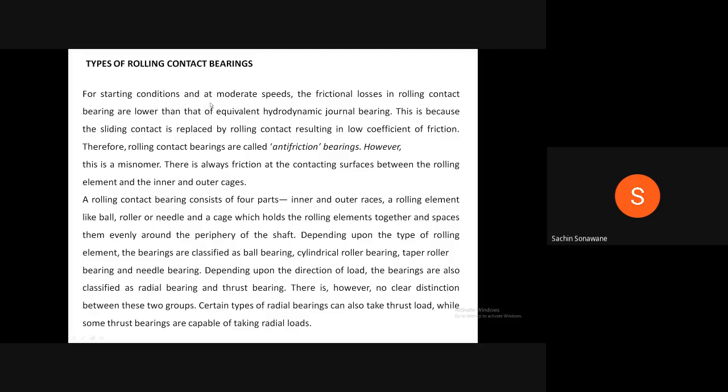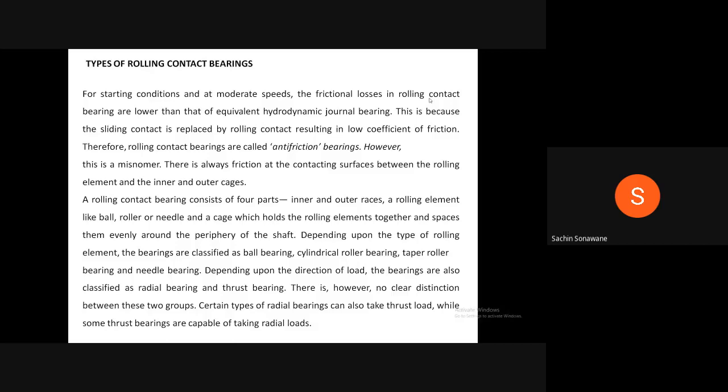For starting conditions and at moderate speeds, the frictional losses in a rolling contact bearing are lower than those of an equivalent hydrodynamic journal bearing. This is because the sliding contact is replaced by rolling contact, resulting in a low coefficient of friction. Therefore, rolling contact bearings are called anti-friction bearings. However, this is a misnomer. There is always friction at the contacting surfaces between the rolling elements and the inner and outer cages.